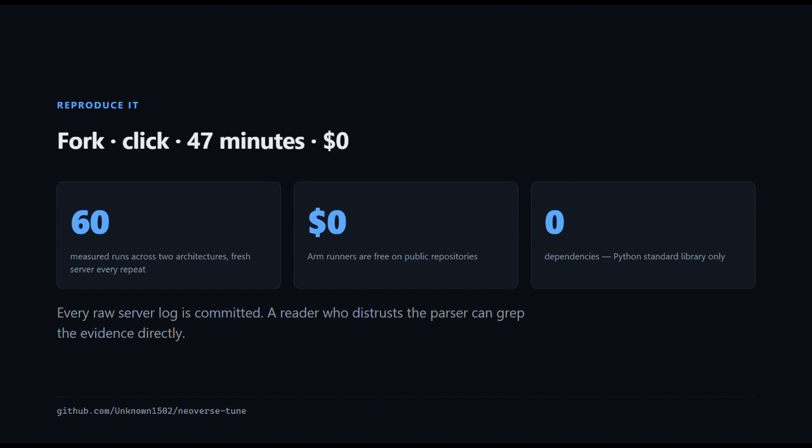Every number reruns on a free ARM runner. Fork the repo, click Run Workflow, 47 minutes later you have the whole thing. 60 runs, 0 dependencies, 0 cost, and every raw server log committed.